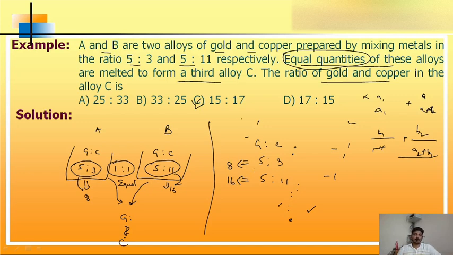So when solving with the shortcut method, what you need to remember is you need to make the number of parts the same before mixing them. The number of parts present in both the containers, or both the alloys, or both the vessels, must be the same. So here the value is 16. In order to make this one 16, you need to multiply this one by 2. If you are multiplying this one by 2, here also you need to multiply this one by 2.